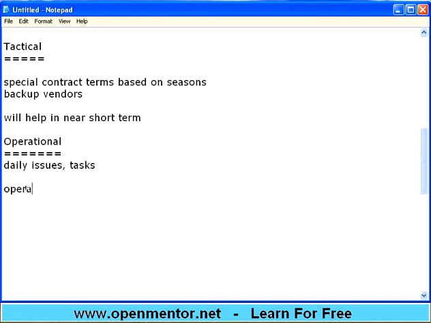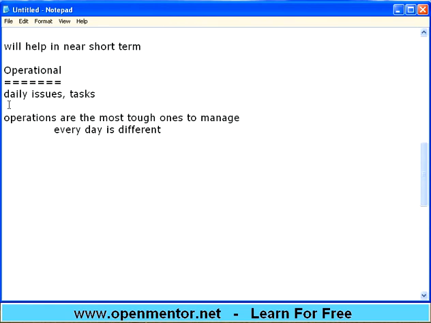Of all the things, operations are the most tough ones to manage, because every day is different. Suddenly in one area you will get a storm, in another area you may get flood, right? There will be a lot of issues. So every day is different. So the operational managers, they have to solve problems very, very quickly. And most importantly, again, at the operational levels also, the individual relationship is going to play a major role.